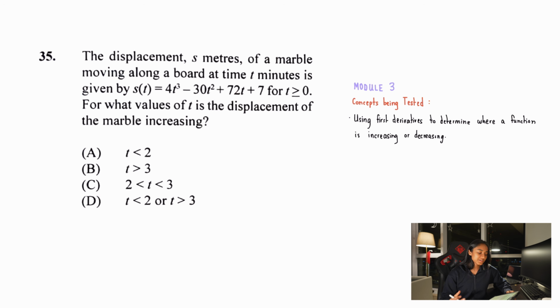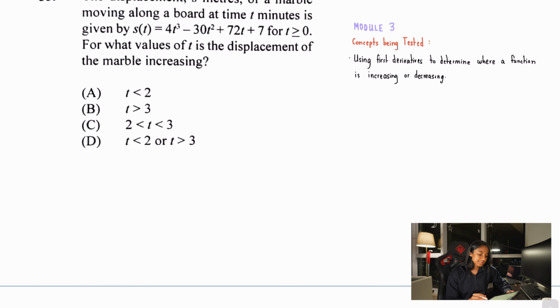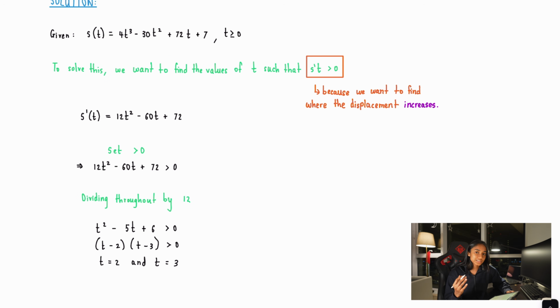Question 35. The displacement s meters of a marble moving along a board at time t minutes is given by s of t is equal to 4t cubed minus 30t squared plus 72t plus 7 for t is greater than or equal to 0. For what values of t is the displacement of the marble increasing? So what we are doing here is using first derivatives to determine whether a function is increasing or decreasing.